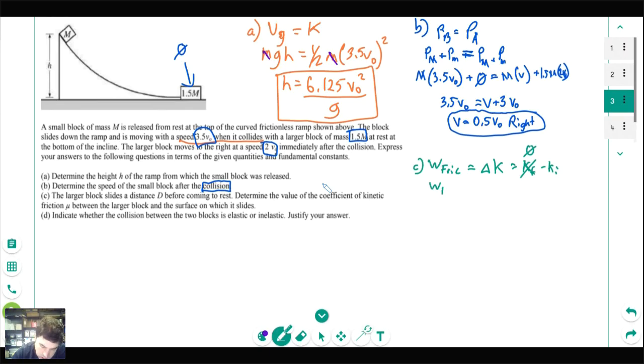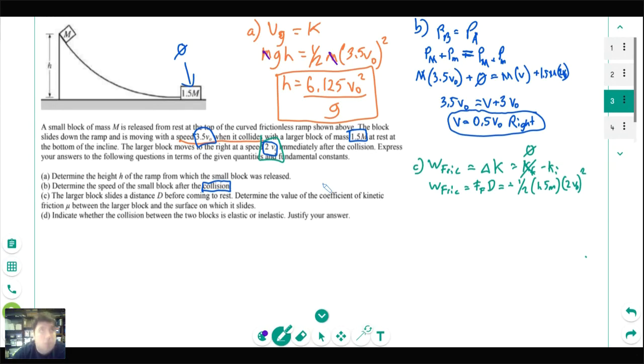So the work done by friction must be equal to a force of friction times a distance d, and that is equal to negative 1/2 times 1.5 m times 2 v naught squared. So plugging in all of our stuff we're given, 1.5 m for the mass, 2 v naught squared for the speed immediately after the collision. So again, we're using that speed right there. And now we just go through and solve this.